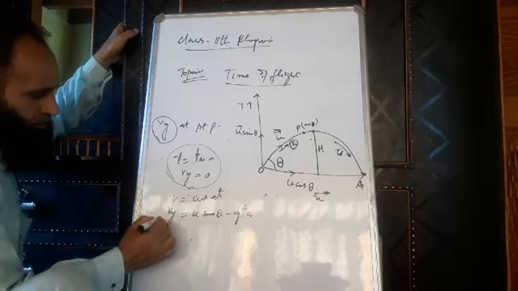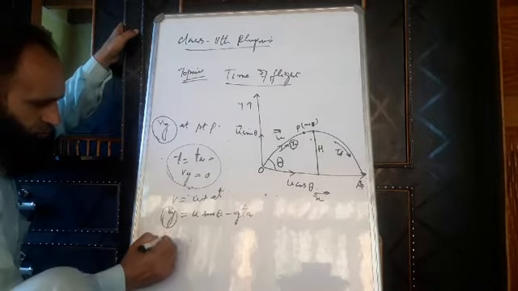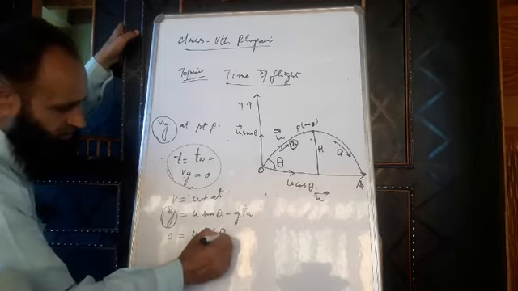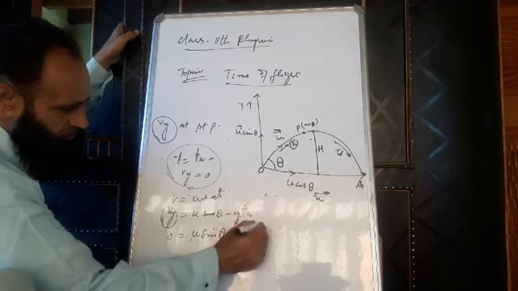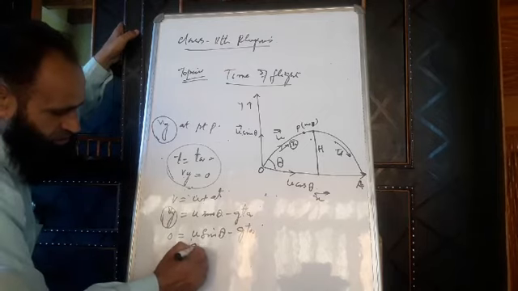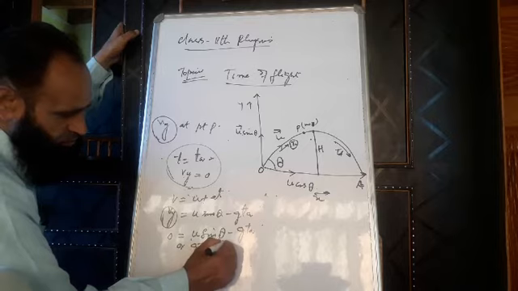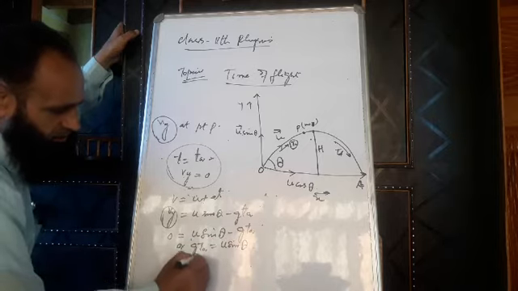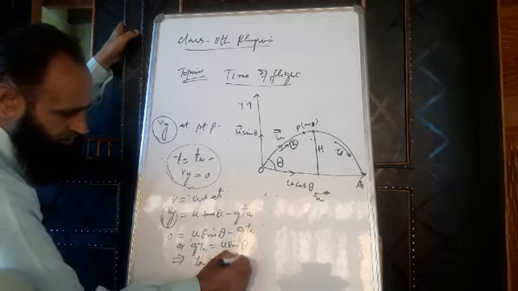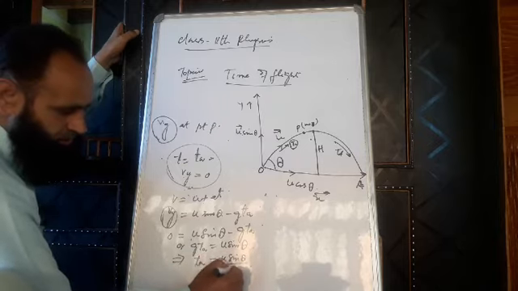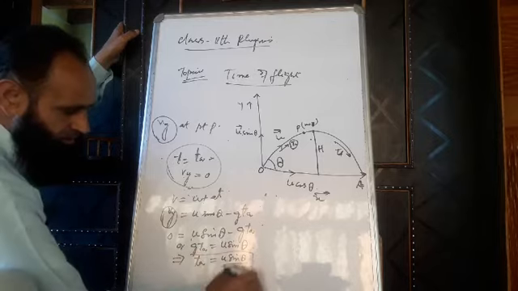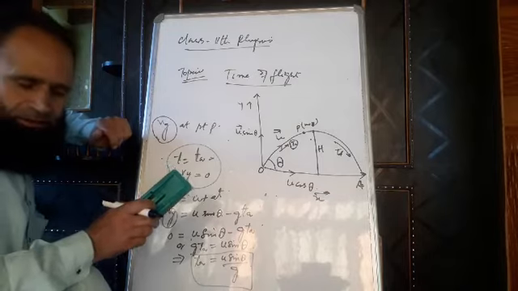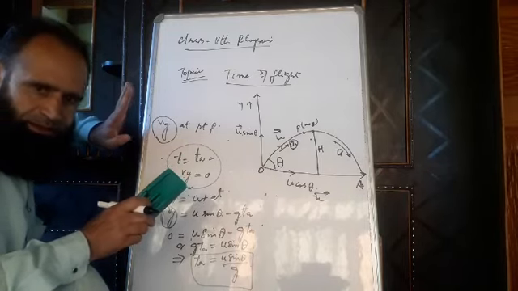But where Vy is equal to 0, so we can take Vy equal to 0 is equal to u sin theta minus g TA, or I can take g TA is equal to u sin theta. That implies TA is equal to u sin theta divided by g. Same would be the time of descent. TD would be u sin theta divided by g.